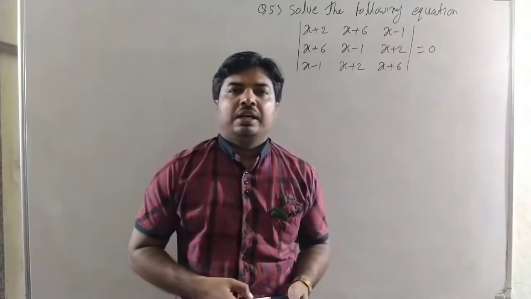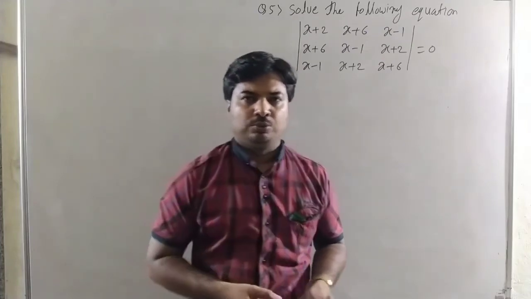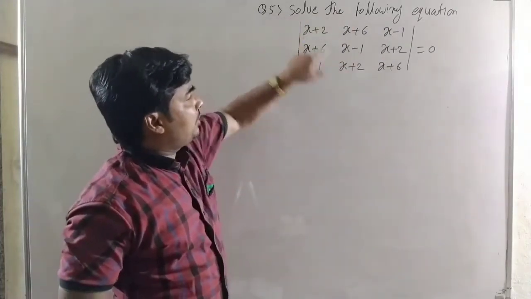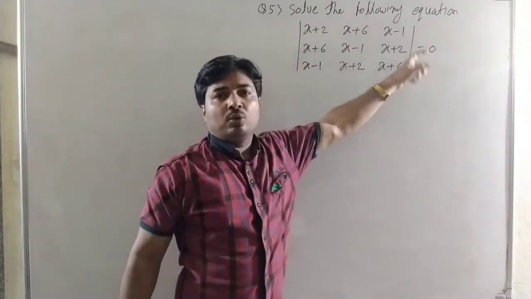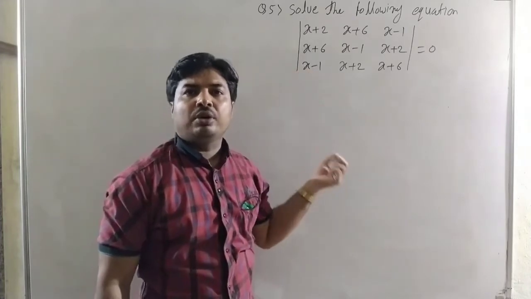Hello students, in this lecture we see the remaining examples of exercise 4.2. Here, solve the following equation. Here a determinant is given and the value of the determinant is 0. We want to solve this equation, that means we want to find the value of x.